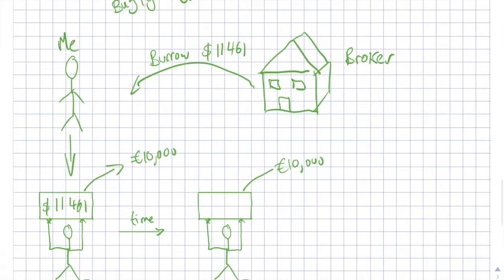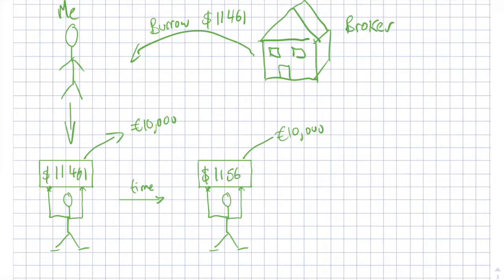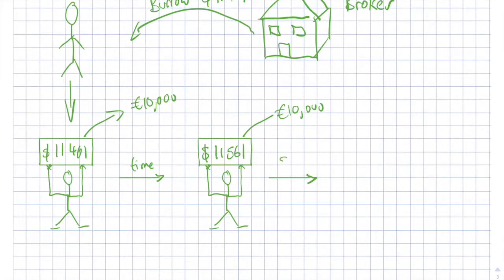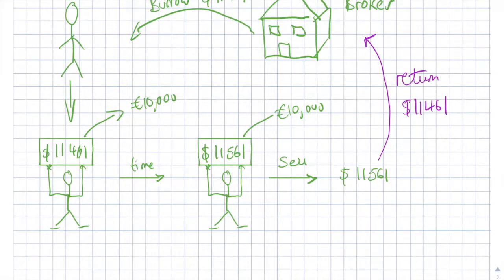So this box that I bought for 10,000 euros is now worth $11,561. So now this is great. I sell this box and I get $11,561. Now I have this money, I return $11,461, which the broker gave me initially, and I keep the profit, which is $100. That's how a buying transaction occurs on the Forex market.